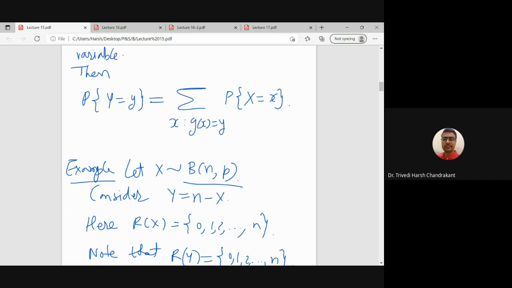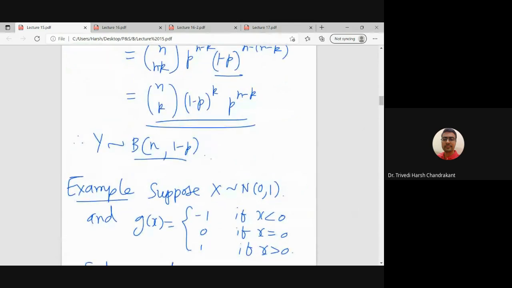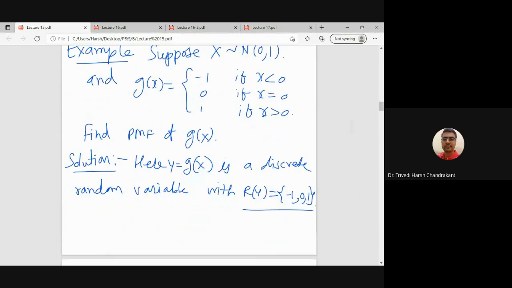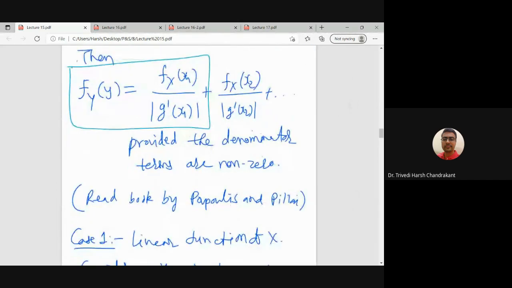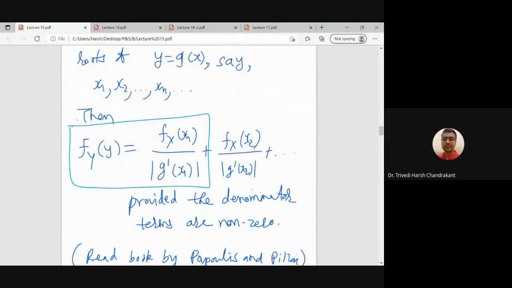So this we already know. So we know how to find the probability mass function of the random variable g of capital X. That was the last class, and we discussed many examples: binomial random variable, normal random variable composed with the sine function, and several other examples. This was the main result which we use in the computation.